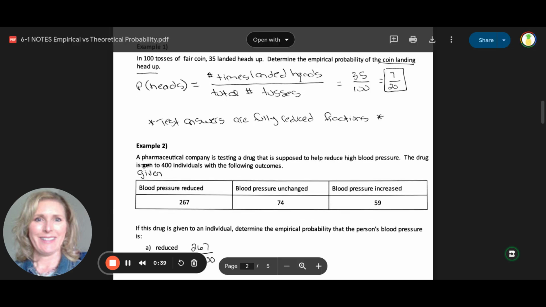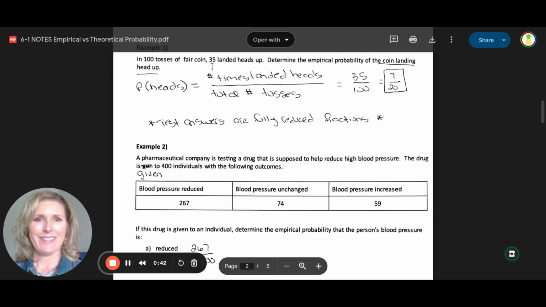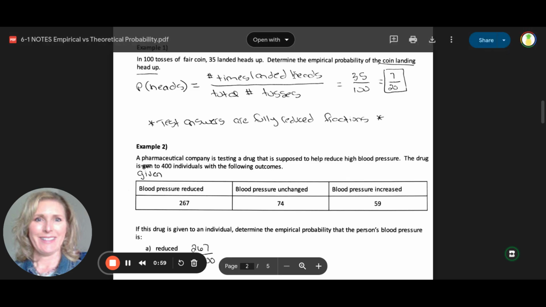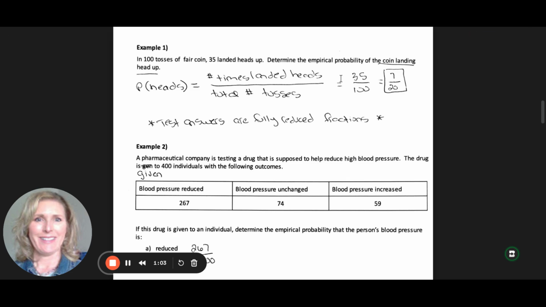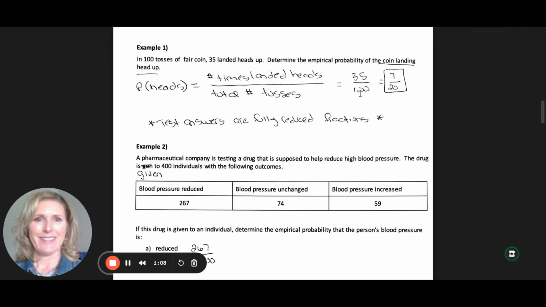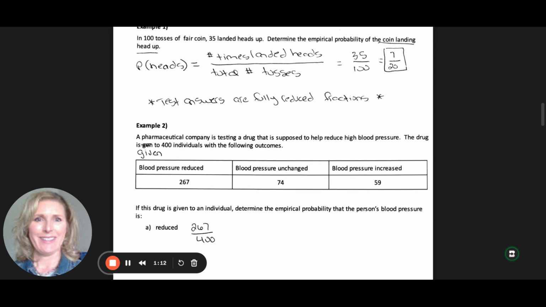So in this first example, we toss a coin and it lands heads up 35 times out of 100. So this is empirical probability because it's an experiment that we actually did. And so to find the probability that it landed heads up, we take the number of times it landed on its head divided by the actual tosses. So it landed heads up 35 out of 100 times. And then we always want to fully reduce all of our fractions. That's how you should see it on all of the tests.